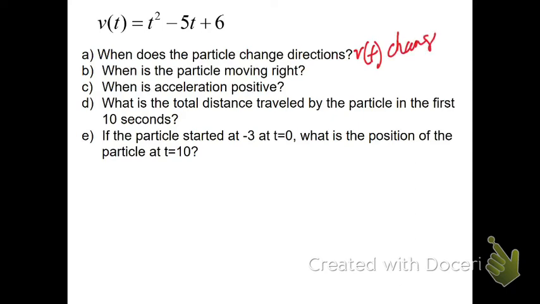And then I would do a sign chart to figure it out. Moving to the right: velocity positive. Do a sign chart. Acceleration: do the derivative and then a sign chart. All right, now let's focus on these two.